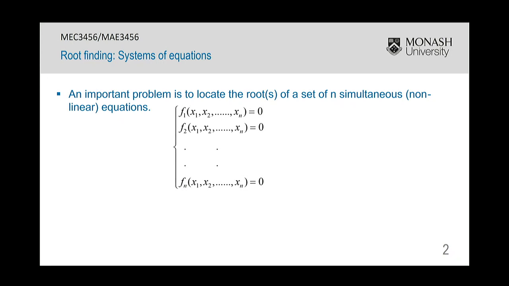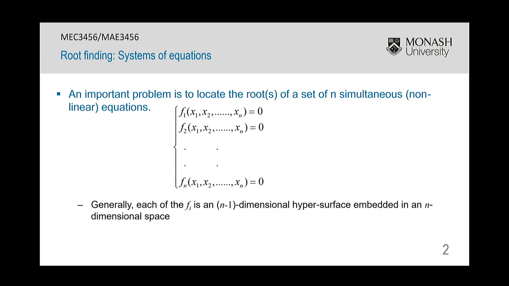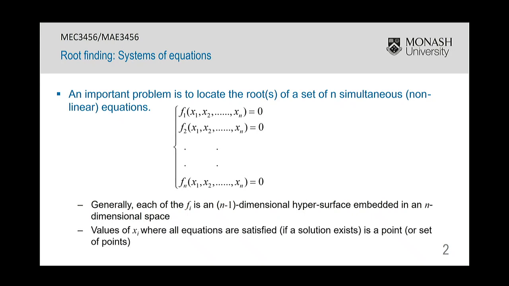We're going to write that system of equations basically as f1, f2 all the way up to fn, and they're going to be functions of variables x1, x2 up to xn. Generally each one of these functions represents an n-1 dimensional surface that's embedded in an n-dimensional space. Now that's a fancy way of saying it's complicated. So the values of xi where all of these equations are satisfied, and that is if a solution exists, and often it doesn't, will be a point or perhaps a set of points.